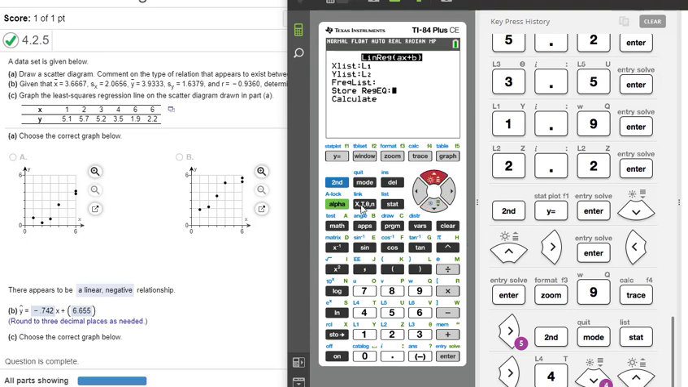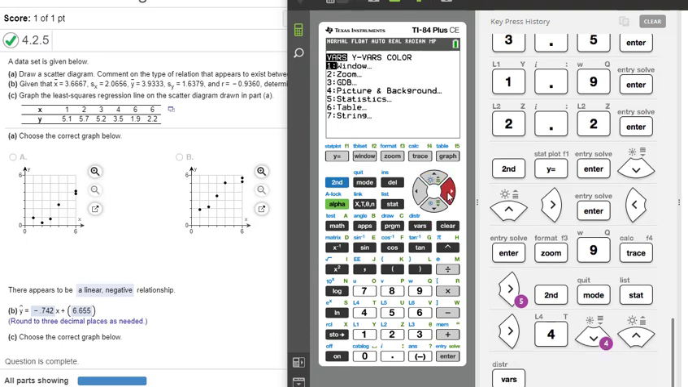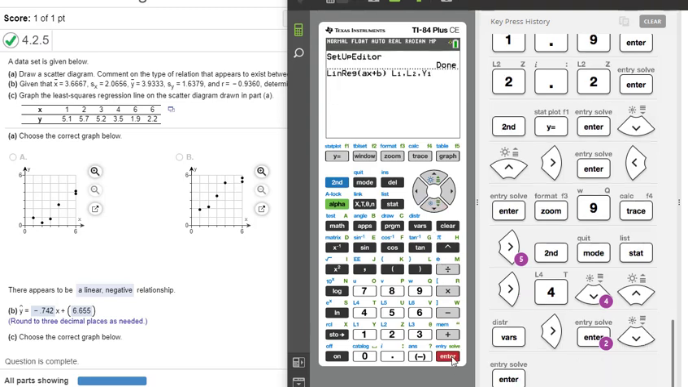We could put that somewhere, but let's not worry about that. Well, let's actually go and do that. We'll put it into Y1. So I'm going to store it by pressing Vars, Y-Vars, Function, Y1. Completely optional, but I'll show you why we do that. And press Enter. And there we go. Notice exactly the same equation we obtained earlier. Negative 0.742 is my slope, and 6.655 is the b, the y-intercept.